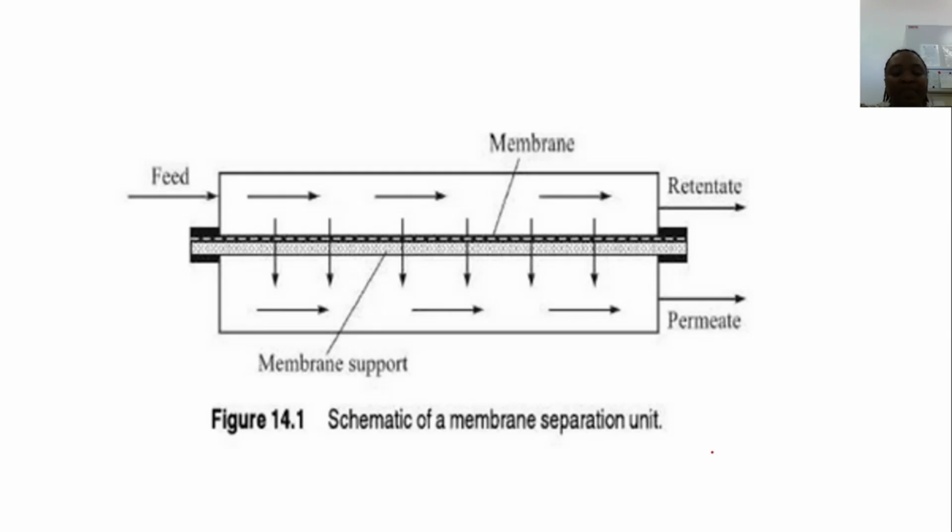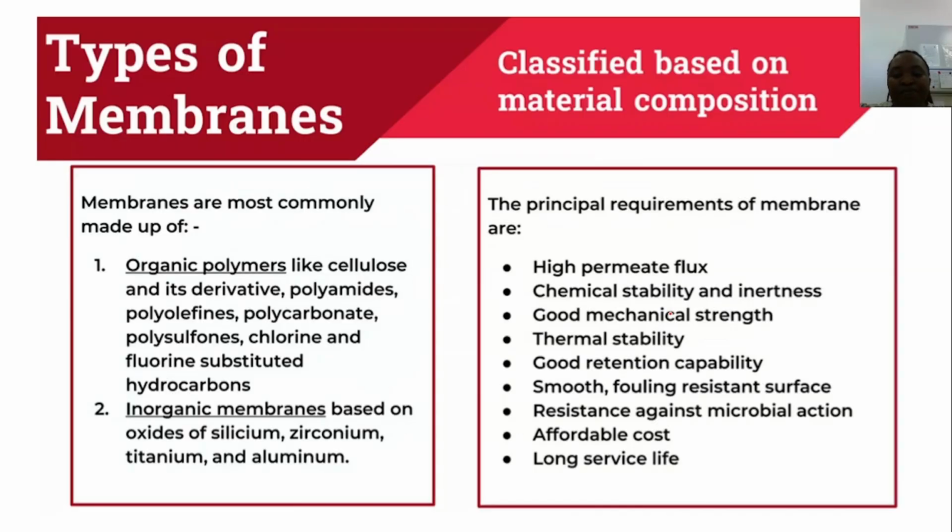Here is another schematic illustration of the membrane separation unit. You have your feed, then you have the membrane in the middle, then the membrane support here. We have the retentate, which remains on the membrane surface and does not pass through. Then what passes through this way is called the permeate.